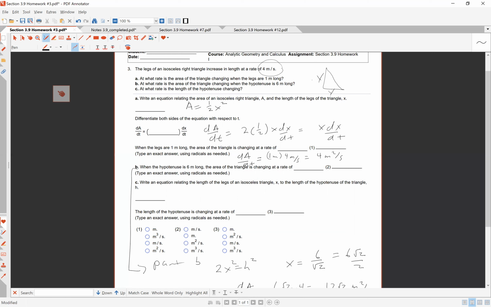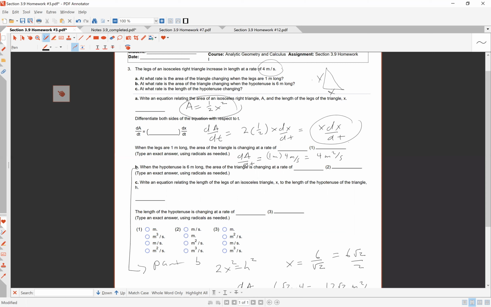So the area is 1/2 x squared. Here's your formula: 1/2 x squared. Now we know x and we know dx/dt, so let's find dA/dt and plug in these values. I take the derivative, drop down the 2, multiply it by 1/2, and then apply the chain rule. So dA/dt is x, the length of one of the legs, times dx/dt.